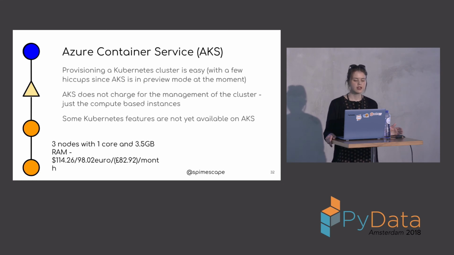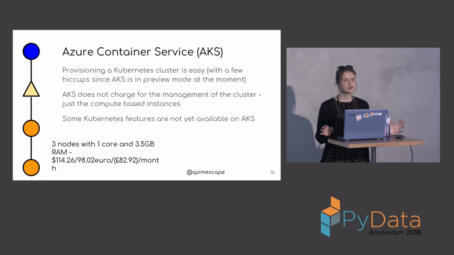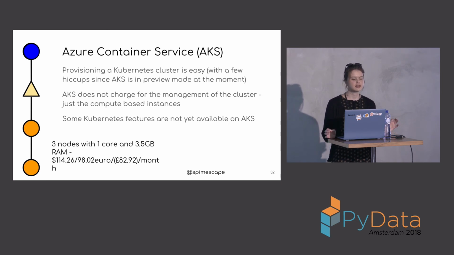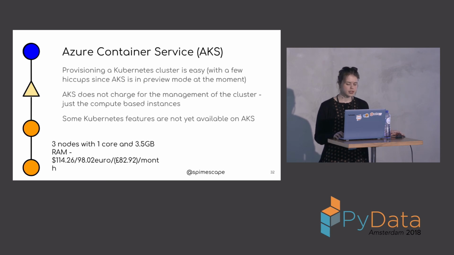So I tried to compare the Azure Container Service with the Google Kubernetes Engine in terms of cost. Although the two providers don't have machines that are exact replicas of each other, I found this one, which was quite close to the one I used for the Google Cloud cluster. It's also 3 nodes with 1 core and a bit of RAM. And the bill for a month, if you leave it running 24/7, is €98. So they are quite close in terms of cost.